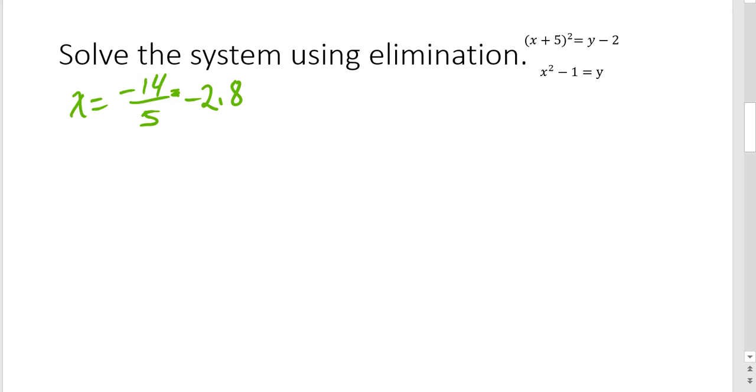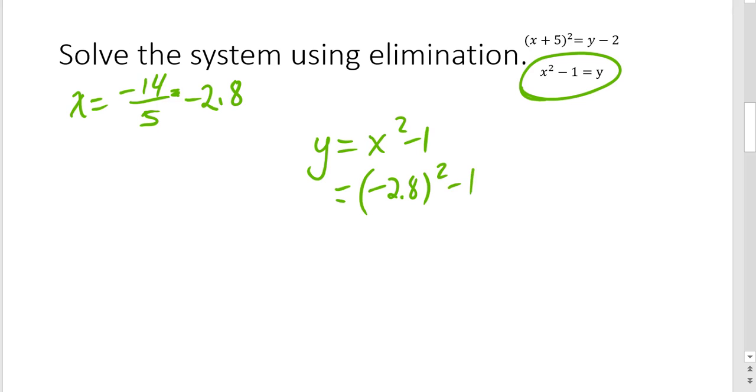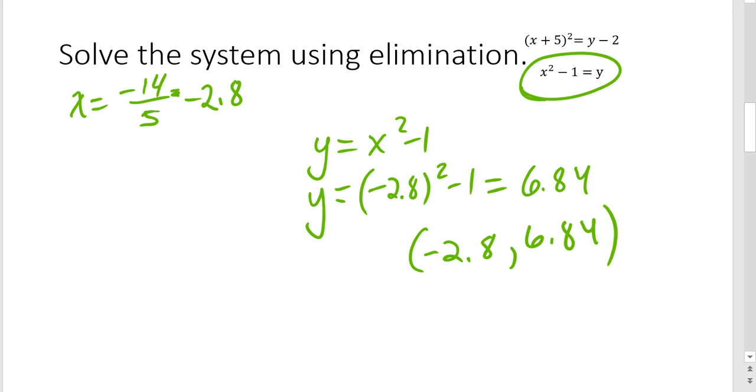Now we're going to send that back into either equation to solve for the y. So I'm going to use this one since we already have y isolated. So in place of x, I'm going to write negative 2.8, and I'm going to square it, and I will get, so my x is negative 2.8, and my y is 6.84. And we have to remember this is an ordered pair, and represents the intersection point, or points if we have more than one, for the system. In this case, we only have one solution.